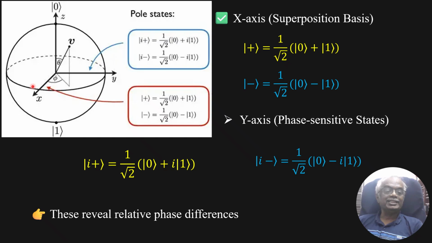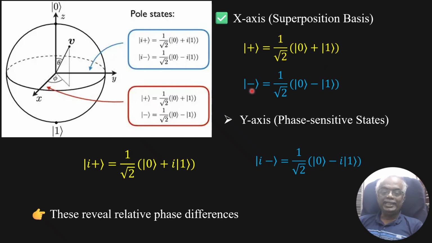You can see the x-axis is the real number and the y-axis is the complex number. So it's a normal convention. You know it. So |+⟩ is equal to 1 over square root 2 (|0⟩ + |1⟩). That is, |0⟩ and |1⟩ have equal probability.